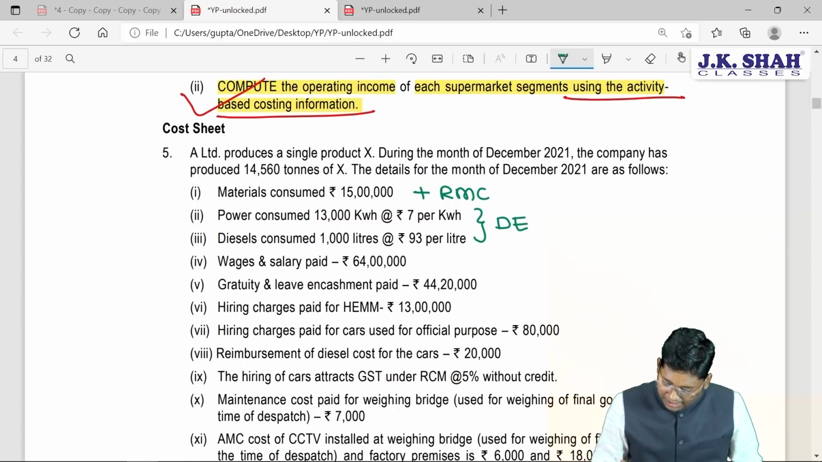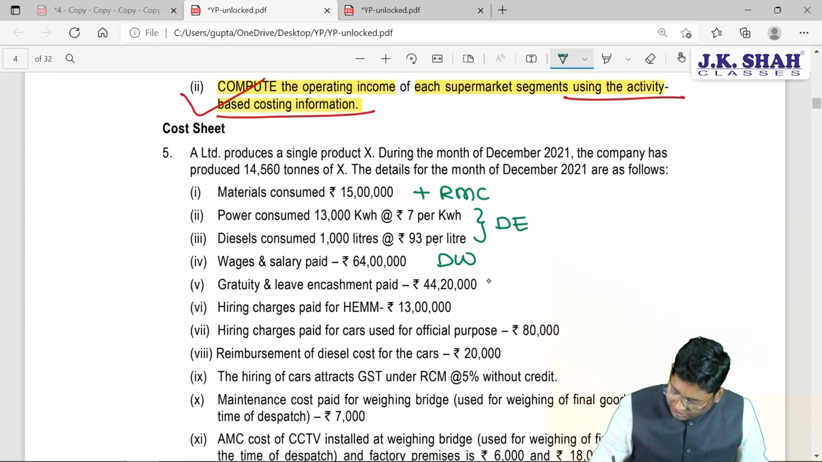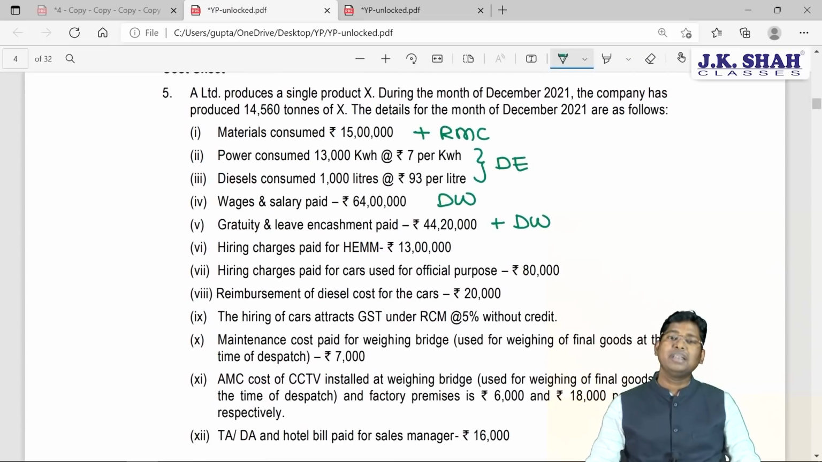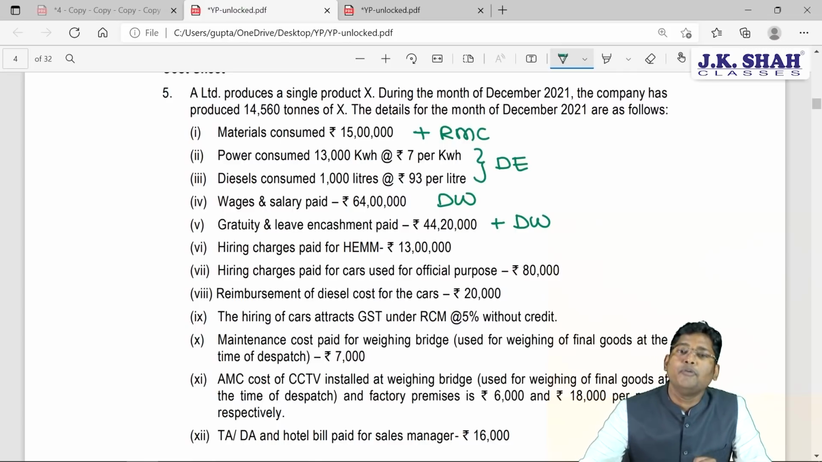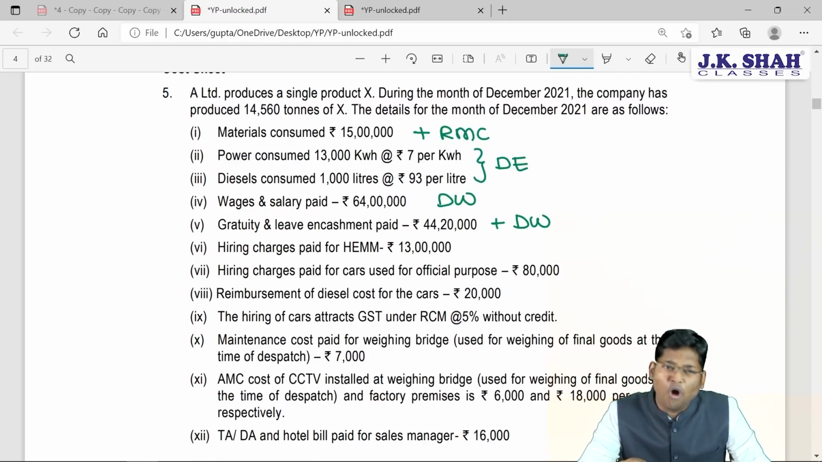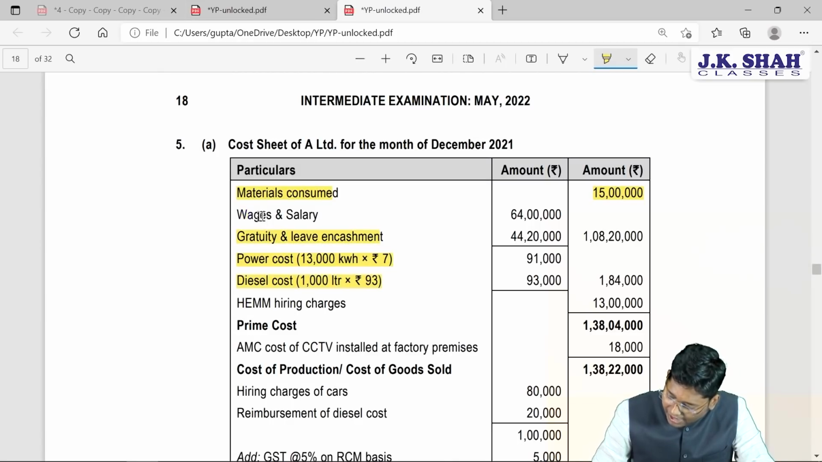Now, the next item is wages and salary and gratuity and leave encashment paid. Wages and salary is direct wages for us, and whatever fringe benefits you are giving to your workers and employees will be treated under direct wages, like provident fund contribution and contribution to employee state insurance fund. All the benefits which you are giving to your workers are to be considered as wages, and that's why both these amounts are added over here.